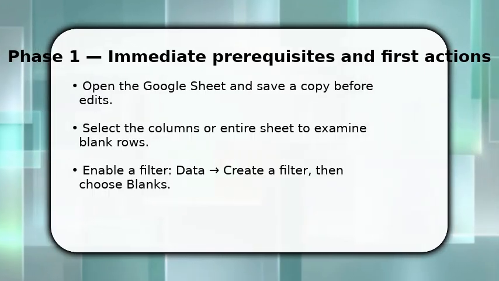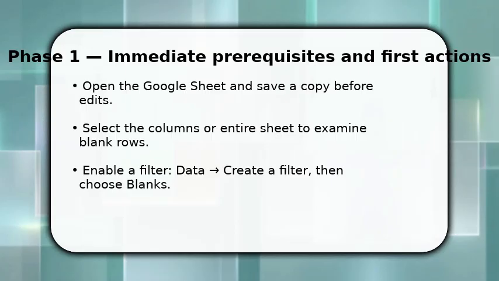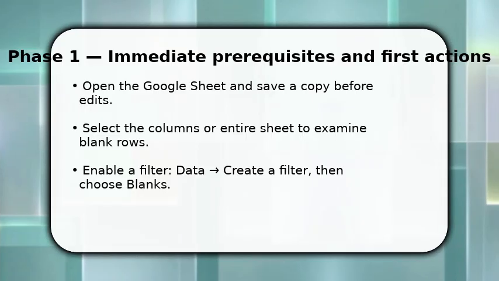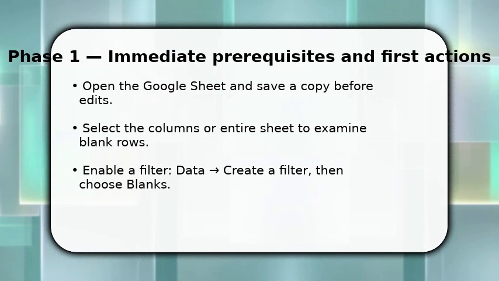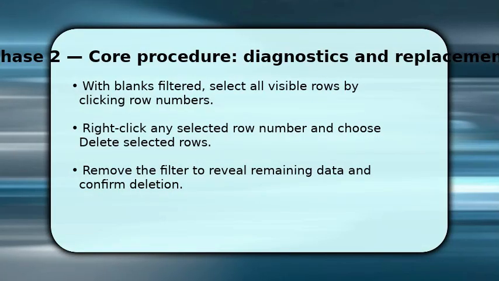Next, enable Data right arrow, create a filter, and click the filter icon for the chosen column. Choose the blanks option to isolate empty rows. Doing this narrows the scope immediately, so you only act on rows that are truly blank, rather than guessing or deleting needed data.